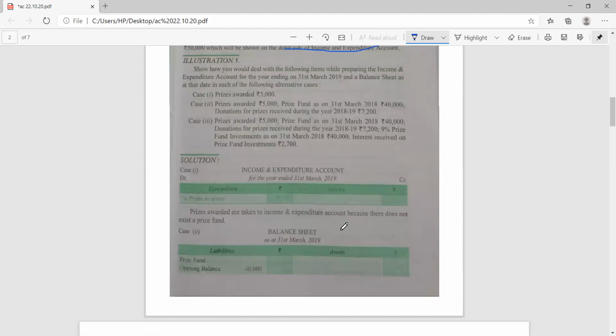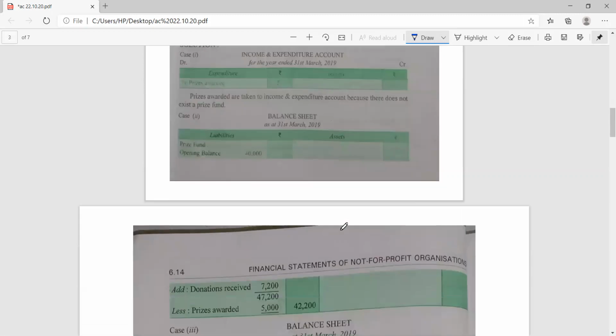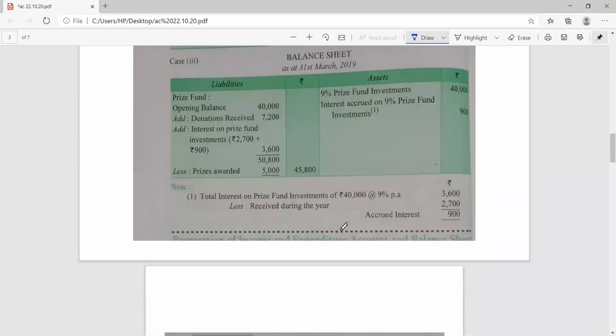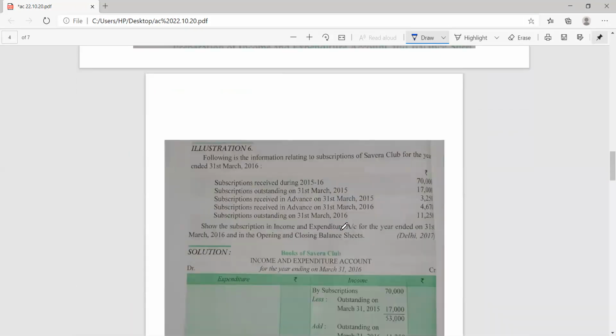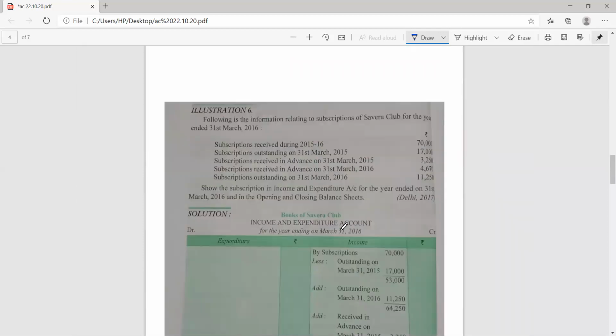Question number 5 is absolutely similar to this that we have done. You will find various types of cases. You have to do it on your own. I'll not explain it. The next point is the topic we can say related to subscription.